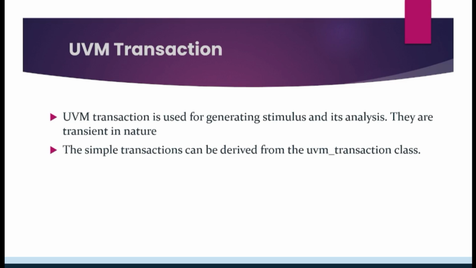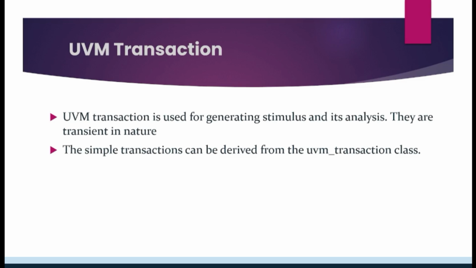So whenever we are generating some simple transactions, they can be derived using the UVM transaction class. As we already know, there are three classes which are UVM component, UVM object, and UVM transaction, right? So whenever there are just simple transactions, we can derive from UVM transaction. But if there are some sequence specific transactions, then we will derive such types of transactions with the help of UVM sequence item.